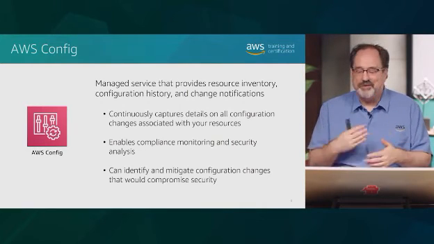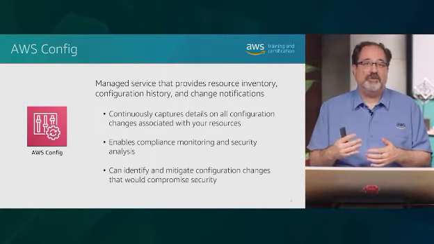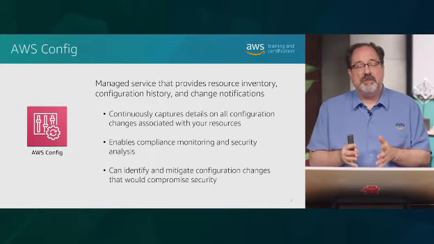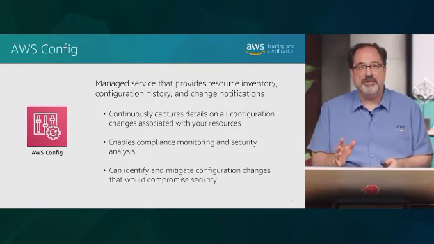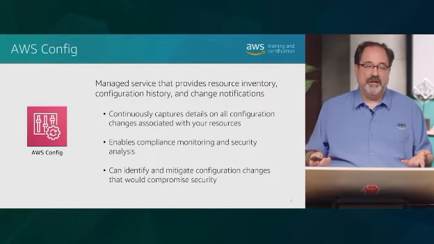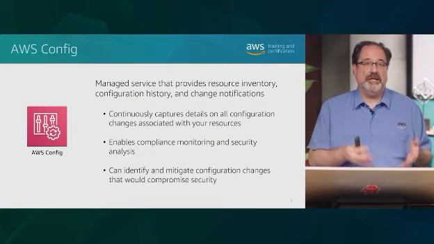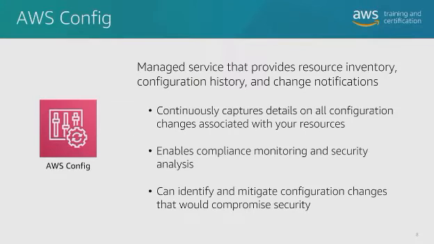AWS Config continuously captures these details that are associated with your resources. This is especially useful when you're dealing with compliance monitoring. You want to know if anyone made any changes, what those changes were. Config is going to give those to you in easily digestible pieces of information. The information from Config comes from AWS CloudTrail, which is going to, from a very granular point of view, know each API call that was executed, who executed it, when was it executed, what was the result. Those are compiled and presented in Config for easy to understand consumable elements.